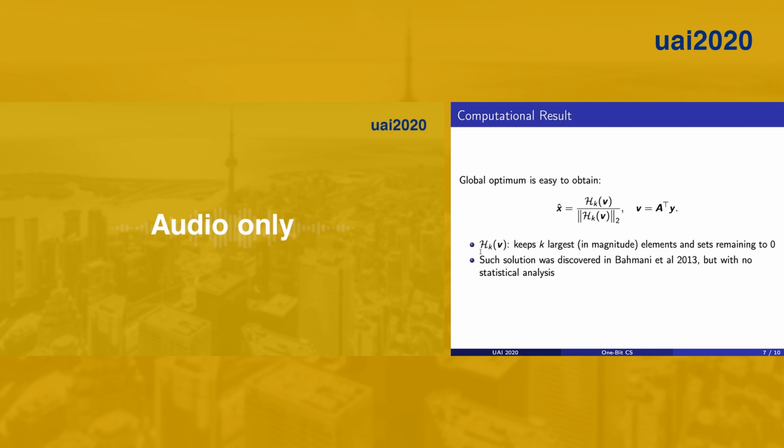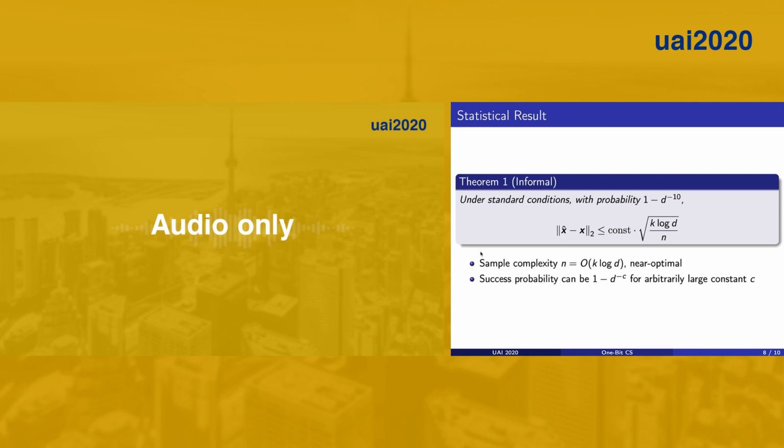First we calculate a vector v, which is given by A transpose y. Then we perform hard thresholding on v. Hard thresholding means we keep the k largest absolute elements of v and set the remaining to 0. And then we just normalize the hard-thresholded vector to unit norm. Such a solution was discovered before, but there was no statistical analysis.